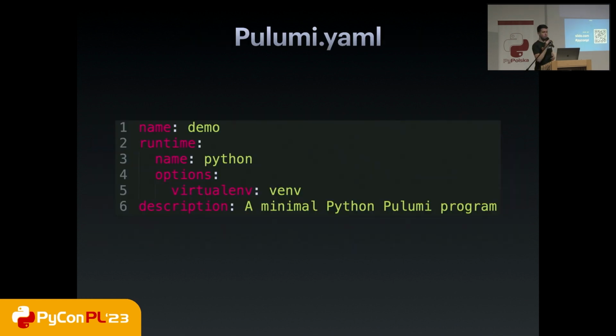So the pulumi.yaml file is actually like a project file. So it contains information about the project name, about the runtime. Why do we have to include that? Because as I said, Pulumi supports multiple runtimes, including Java, .NET and others, and of course Python. We've got these options, so you can actually adjust the location of the virtual environment directory and description.